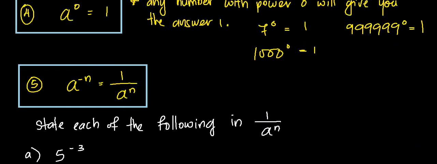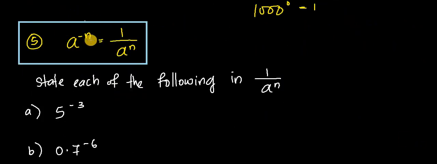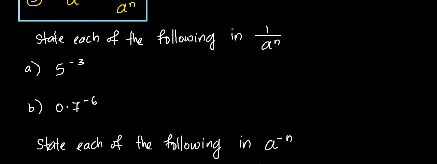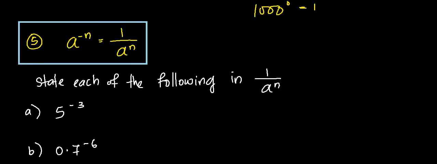Now the fifth rule is when your power is a negative. This is where students tend to make a lot of mistakes. When your power is negative, it indicates that this particular alphabet or number is supposed to be at the bottom of a fraction. It is supposed to be the denominator.